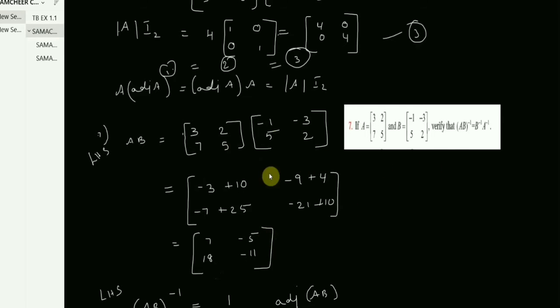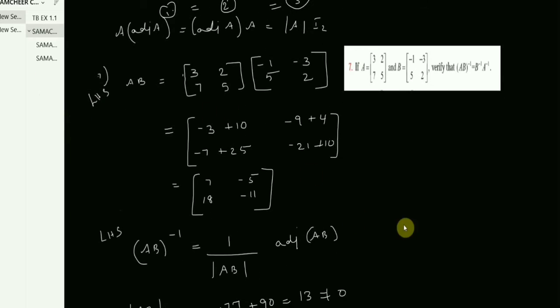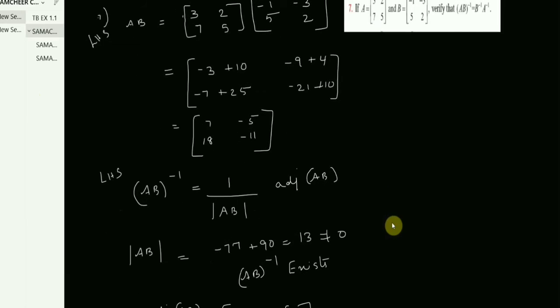Now we have to find AB inverse. But how do you find AB inverse? You already know the formula. What is the formula to find A inverse? A inverse is equal to 1 by determinant of A into adjoint of A.